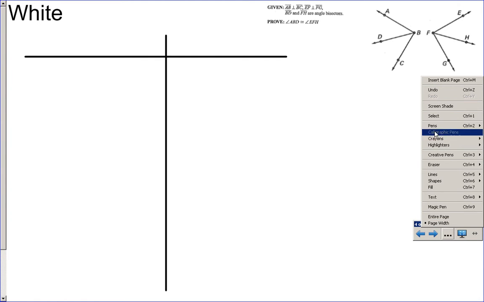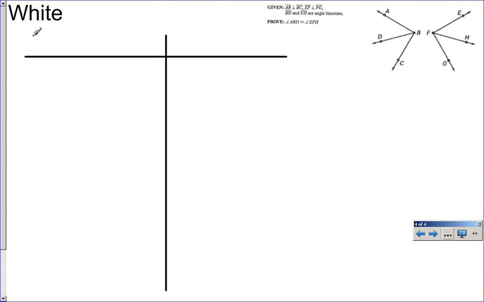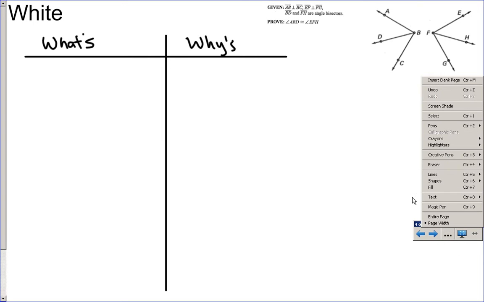Over here we have our whats. Over here we have our whys. In other words, here are my statements, here are my justifications. Let's go ahead and jump right into the givens. I mean, that's where I should really start anyway.